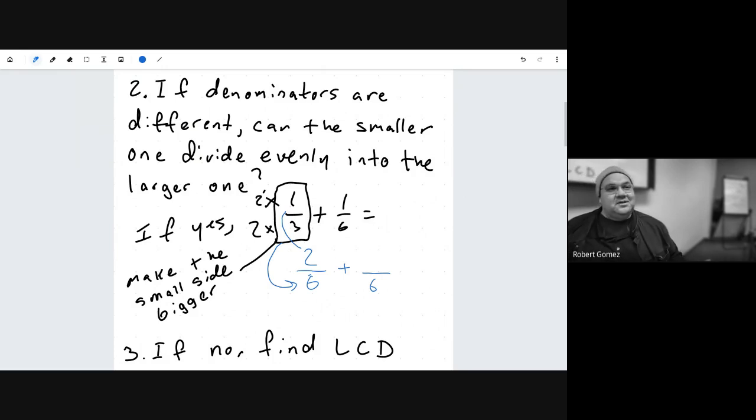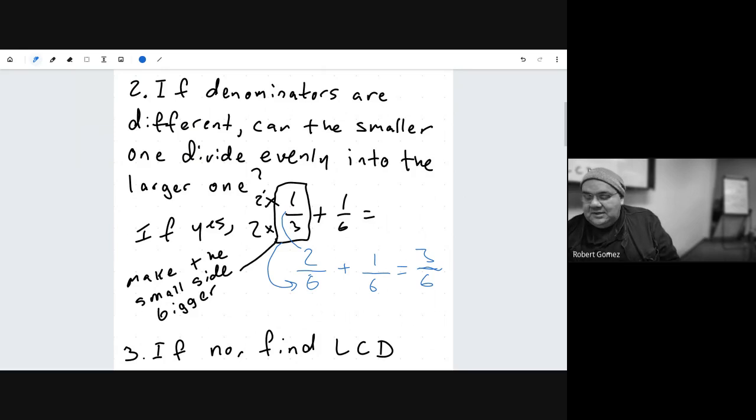So basically what I'm doing is increasing the 1/3 to 2/6. And now, guess what? Do I have to do anything to this side? No, because the denominator is already a 6, so I don't need to do any changes. I just need to change one side. It's going to be 3/6. Now I can add the tops, and I keep the bottom.